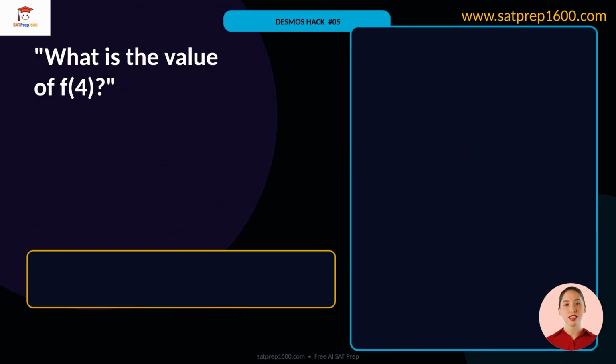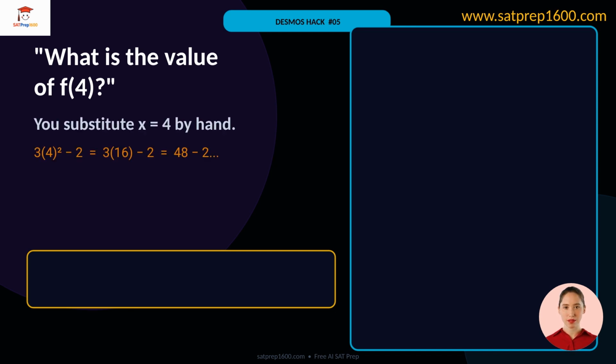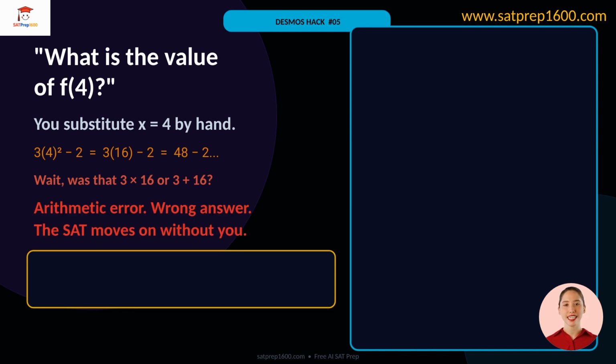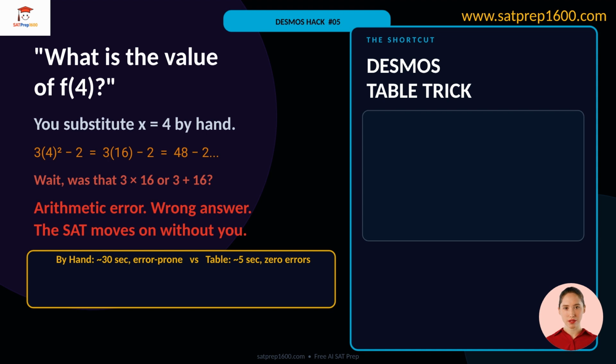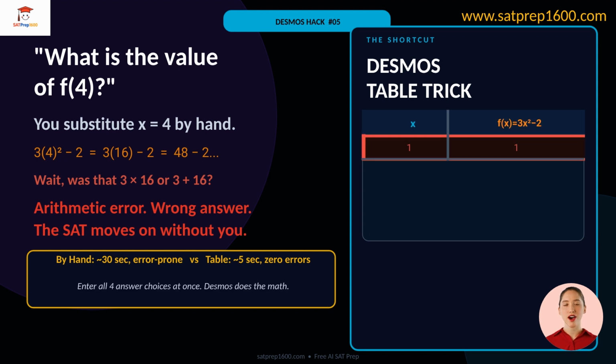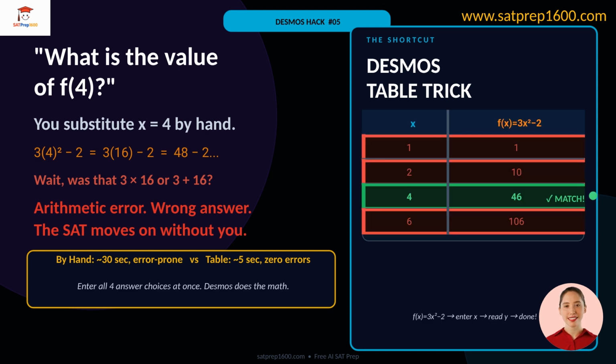Welcome back. What if I told you that the move you just watched, substituting 4 by hand, getting tangled in arithmetic, second-guessing whether it was 3 times 16 or 3 plus 16? What if I told you the SAT actually wants you to do this in 5 seconds, not 30? Today I'm showing you Desmos hack number 5, the table trick. By the end of this video, you'll never substitute by hand on a function question again. You'll punch in all 4 answer choices at once, let Desmos do the math, and move on. Let's get into it.